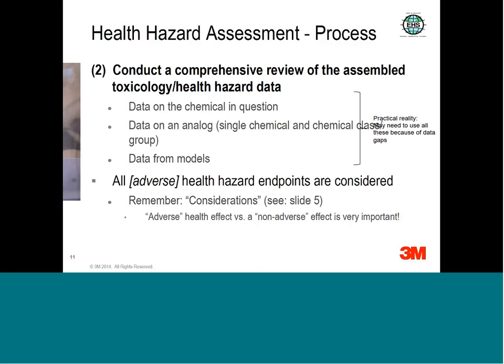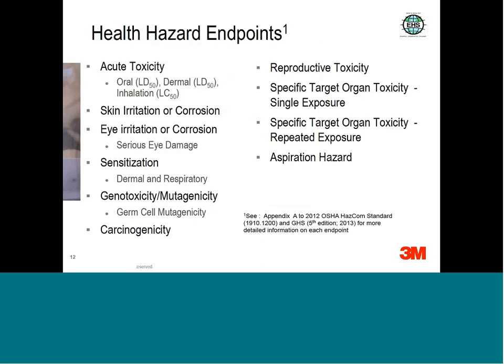I want to stress that all adverse health effect endpoints are considered based on our definition and our criteria for what an adverse health effect is. The slide got kind of goofed up, but in practical reality, we really need to use all these because of data gaps for a comprehensive health hazard evaluation. And here are the health hazard endpoints. You've all seen these before. These are listed from the 2012 OSHA HAZCOM standard and GHS 5th edition, which just came out in 2013.